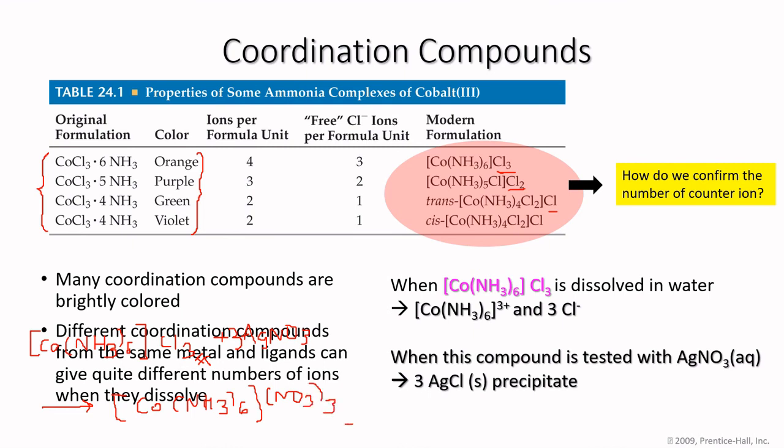Apart from that, you will get 3 moles of silver chloride as precipitate, normally as a white precipitate. So when you calculate the moles of the silver chloride, you have confirmed how many chlorides are outside the square bracket, or how many chlorides have become the counter ion. Okay, so this is the last slide for part 2, and I will continue part 3 in another video. Thank you.